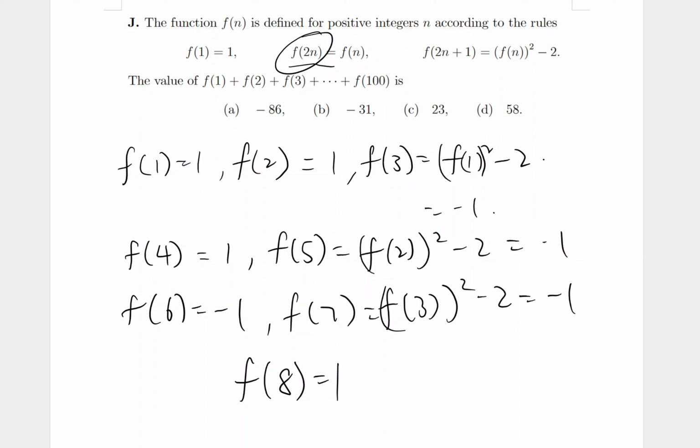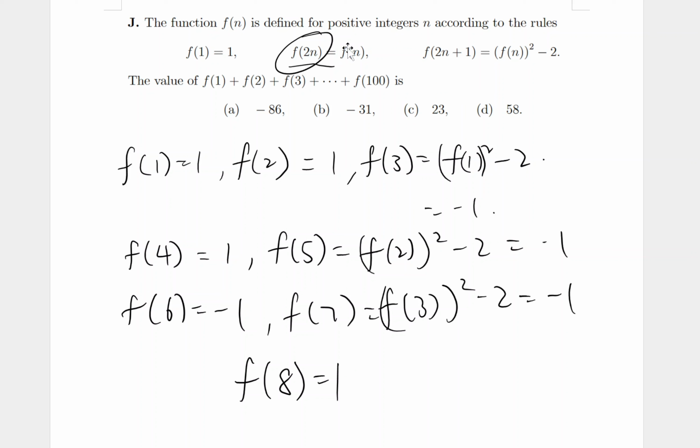Okay, so it seems like the output could only be 1 or minus 1. When is it 1? Whenever it's a power of 2, then it is 1. Whenever it's not a power of 2, then it's minus 1. Especially when it's odd, then f(n) could be 1 or minus 1, and no matter what, 1 squared and minus 1 squared is still 1, so 1 minus 2 gives you minus 1. So f of all the odd numbers is basically minus 1, and any powers of 2 would be positive 1.